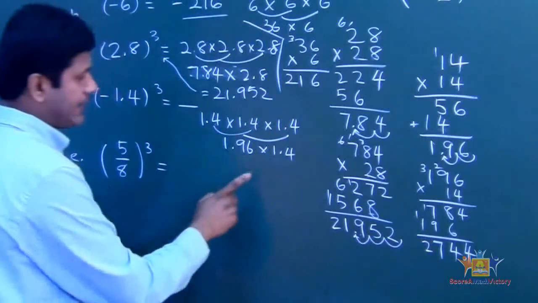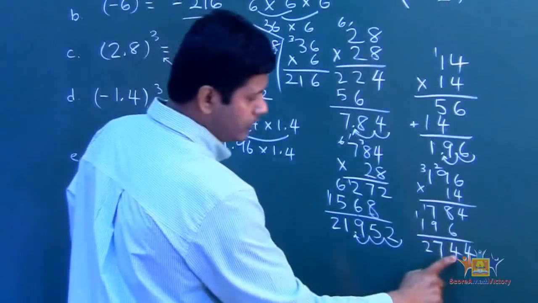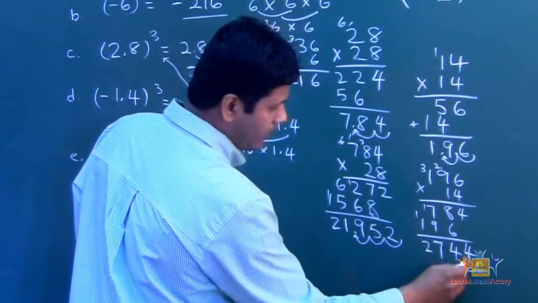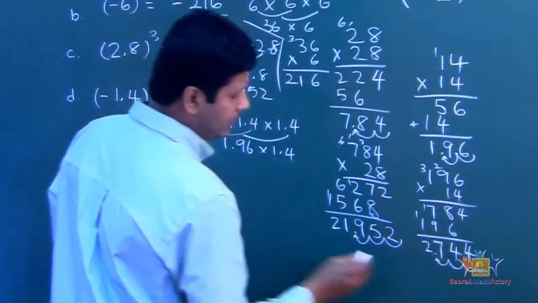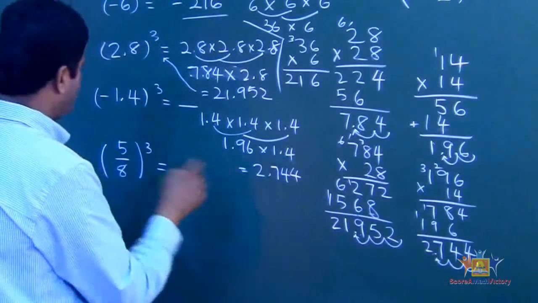So now we're going to bring the decimal back. How many digits behind the decimal? 1, 2, 3. So I'll grab the decimal, move it 1, 2, 3. Then put it right there. So that becomes 2.744.